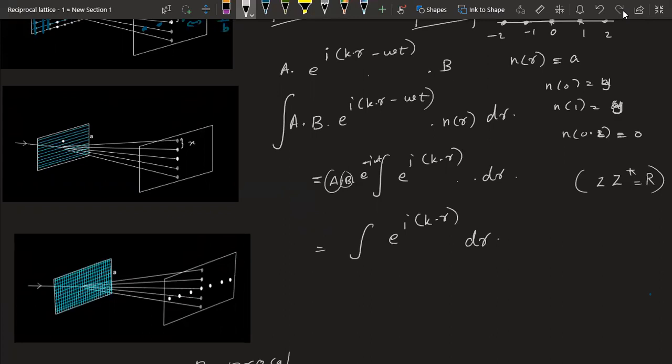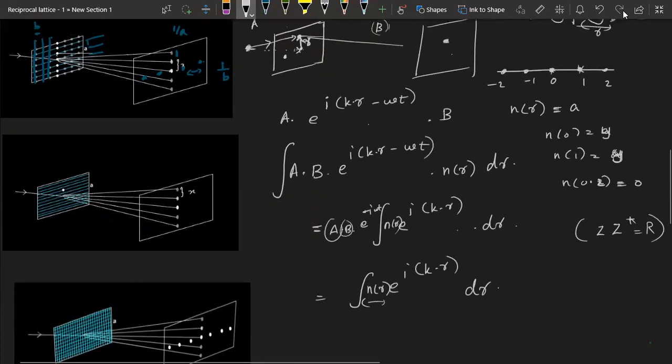So there is this N of r term. This is the diffraction pattern that we observe here. N of r tells where the atoms are placed. It actually captures the periodicity of the atoms, and e raised to ikr captures the phase difference as we move along this atomic plane. And here we integrated the whole thing to get the diffraction spot.